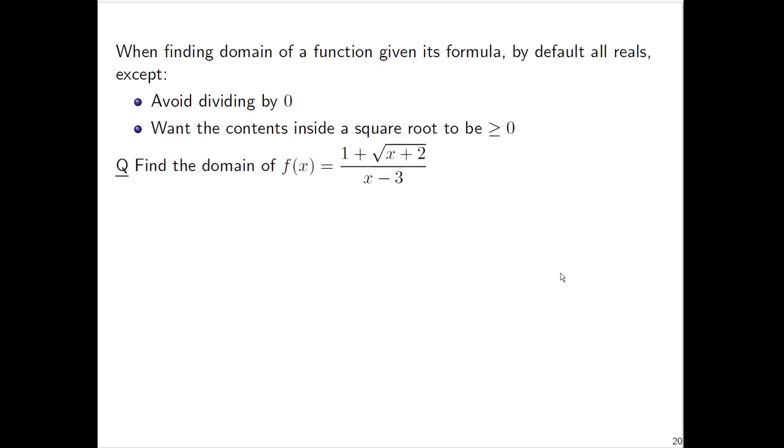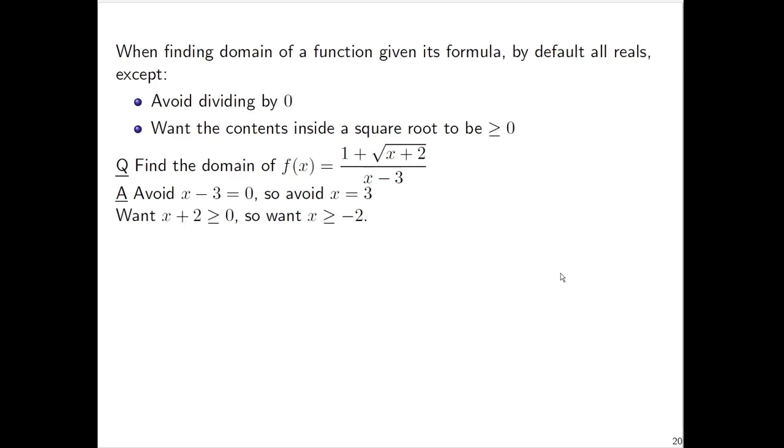So let's take a look at this more complicated example. We'll find the domain of f of x equals 1 plus root x plus 2 over x minus 3. So avoid the denominator being 0, right? So x minus 3 equals 0. We want to avoid that situation. So we solve that equation by adding 3 to both sides, get x equals 3. So we need to avoid x equaling 3. And then also there's a radical, so the content inside the radical was x plus 2, and we want that to be greater than or equal to 0.